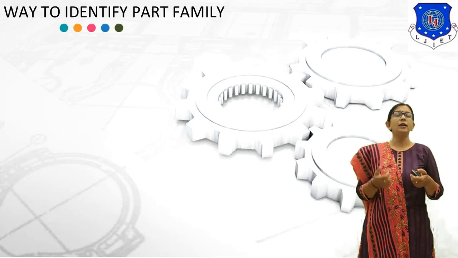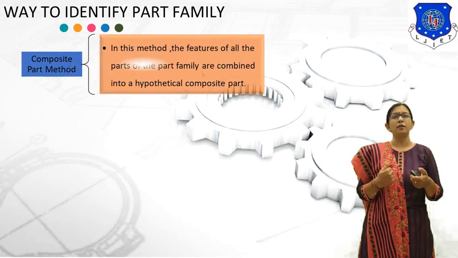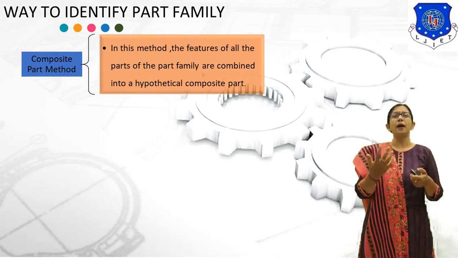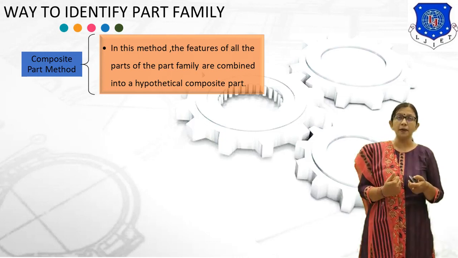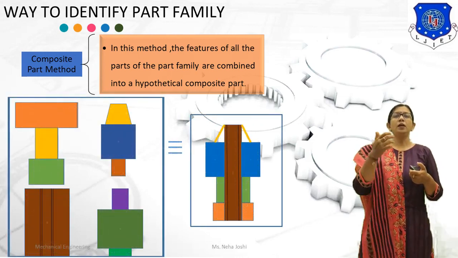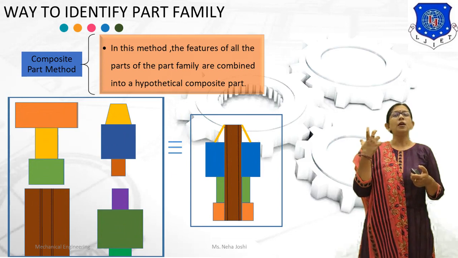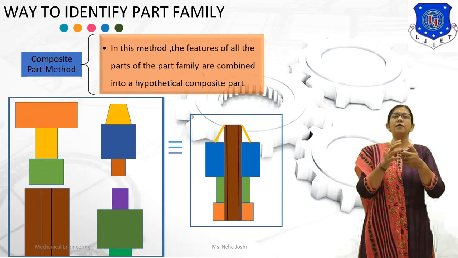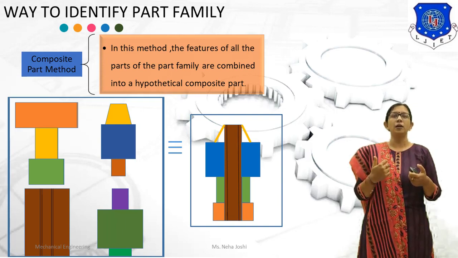Now the second method is the composite part method. In this method, the features of all the parts of the part family are combined into a hypothetical composite part. Now here you can see a hypothetical composite part. There are four different parts. These parts we group into one hypothetical part.